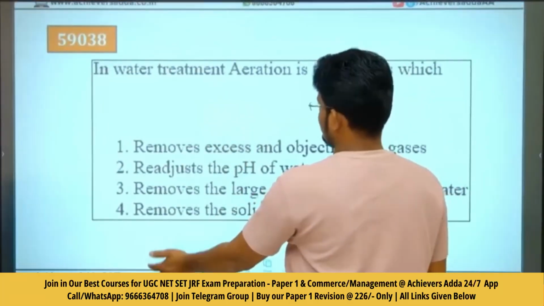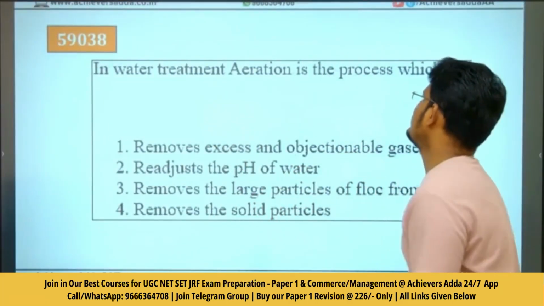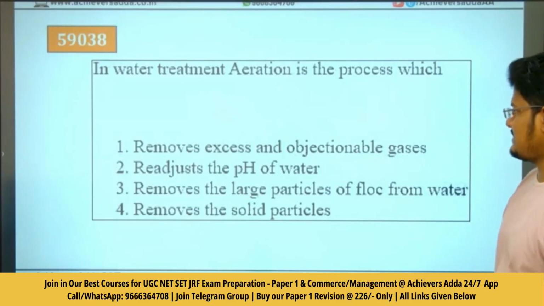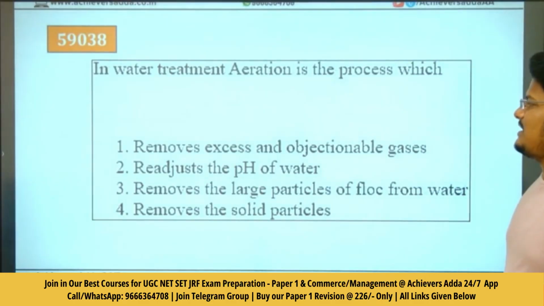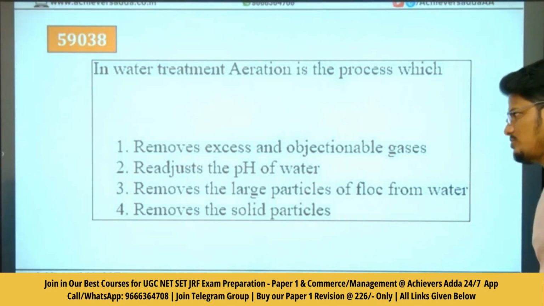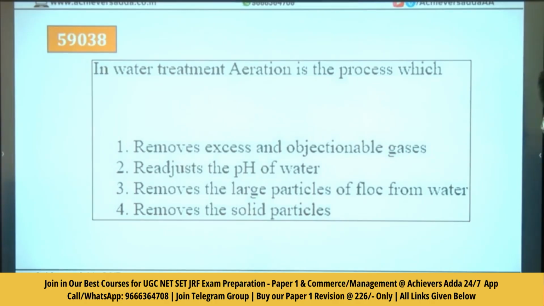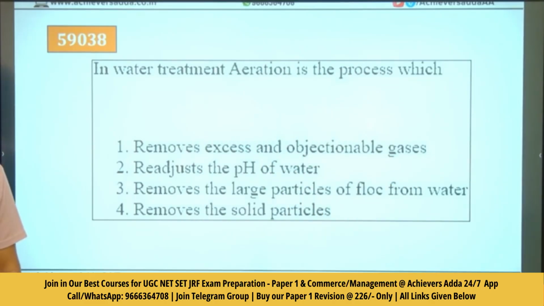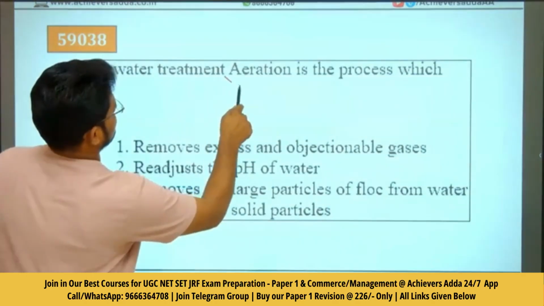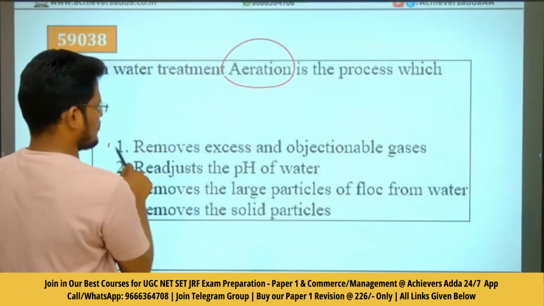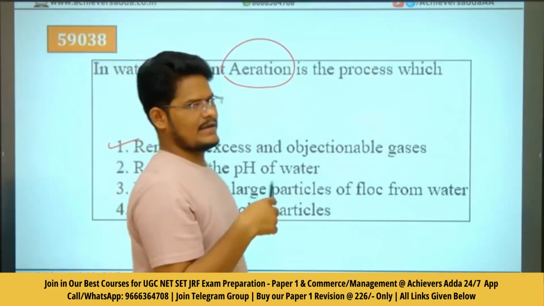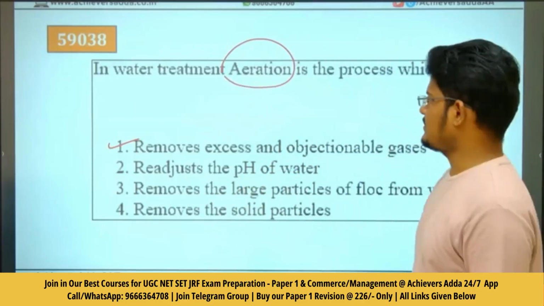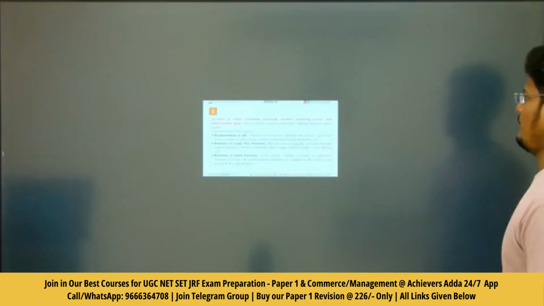In water treatment, aeration is the process which removes the excess and objectionable gases, readjusts the potential of hydrogen of water, removes the large particles of floc from the water, removes the solid particles. Option number 1. Aeration is the process which removes the excess and objectionable gases by sending air into the mixed type of water treatment.